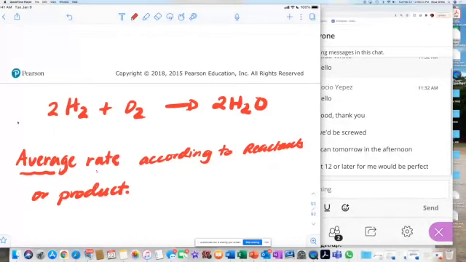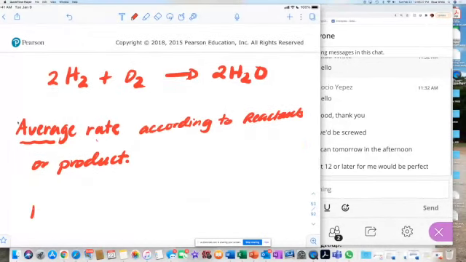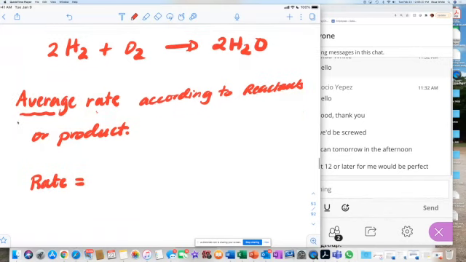So if they ask you to write the rate according to the reactant and product, and they didn't say rate law, then we are back to the beginning of the chapter where you would say the rate of the reaction. Remember, this is a general formula, right? It was going to be 1 over the coefficient from the balanced equation.